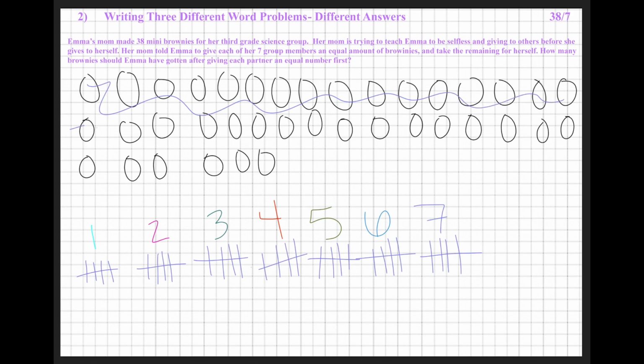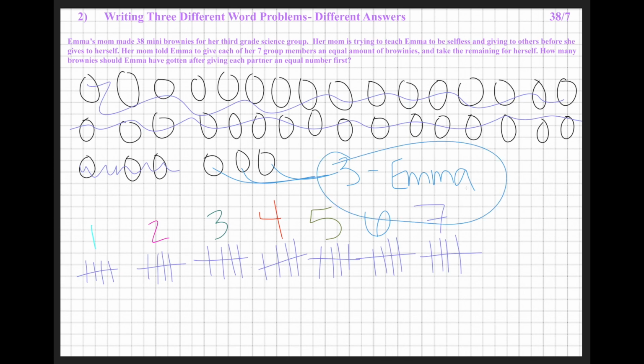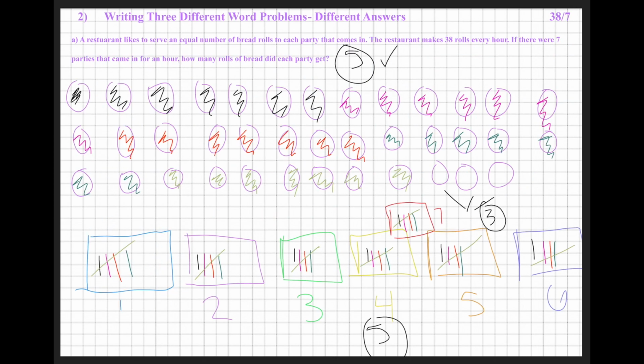So I'm coloring in my brownies that were put into here, and so there should be 35, which gives us 3 that remain. So Emma is going to be able to eat 3 brownies after she first equally gives her 7 partners. So just to clarify, for this question, our answer was 3, this was 6, and this was 5. So we did find 3 different word problems that each had a different answer.